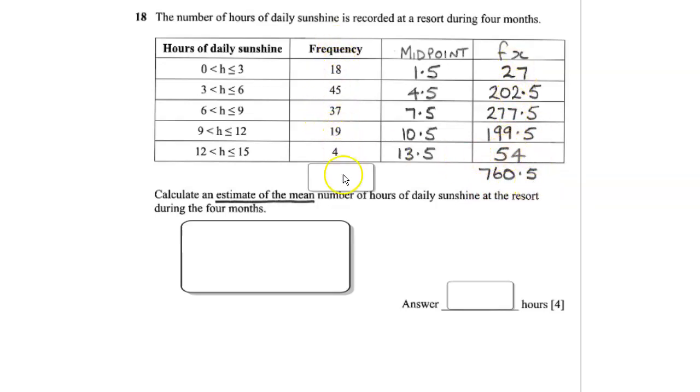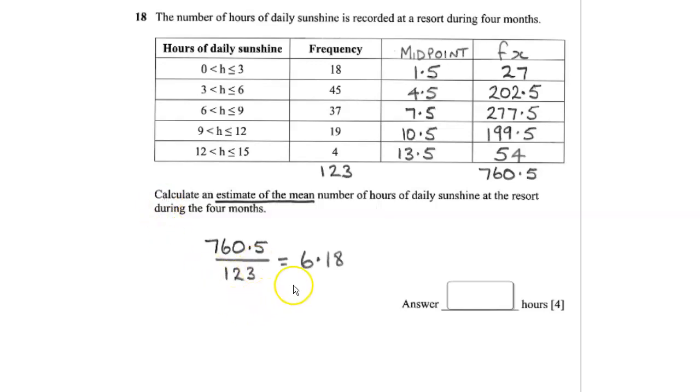And we get the total of our frequency column, which is, when we add them up, 123. We take the 760.5 and we divide by the 123. So that should equal 6.18. So the mean for this one would be 6.18 hours. Now a lot of people make a mistake of adding the midpoints and dividing with that. So try and make sure that it's the frequency and the fx column you add up.